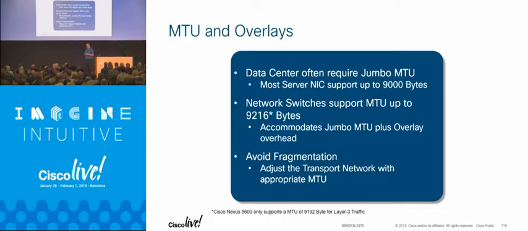So VXLAN has 50 or 54 byte overhead, right? Where are these 4 bytes coming from? There is a way to preserve the inner .1Q, so that's an additional 4 bytes. Otherwise, you just have 50.